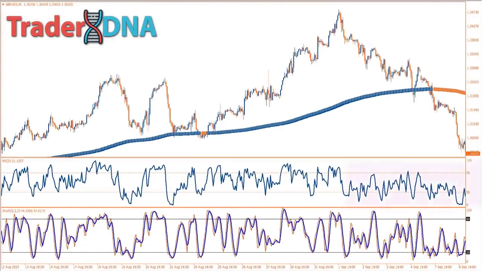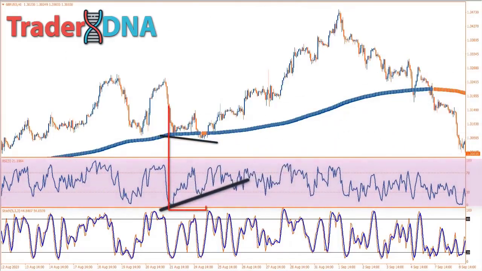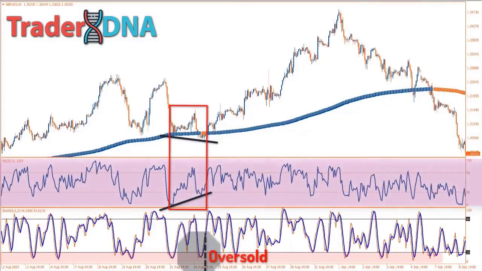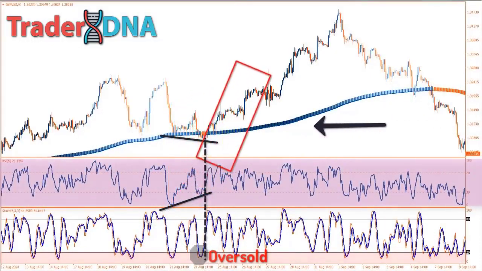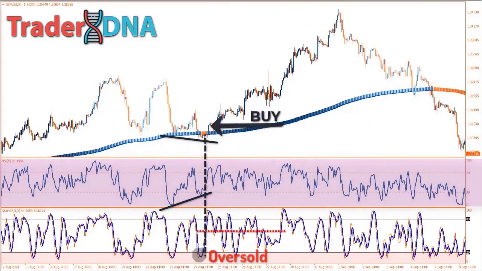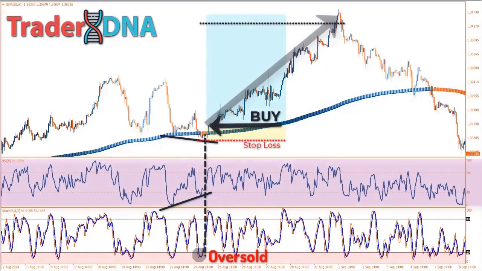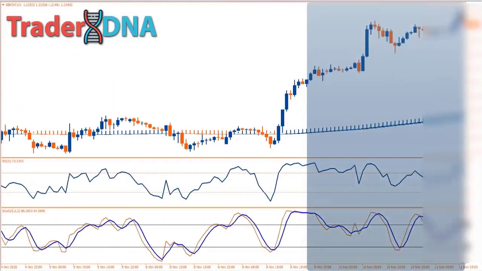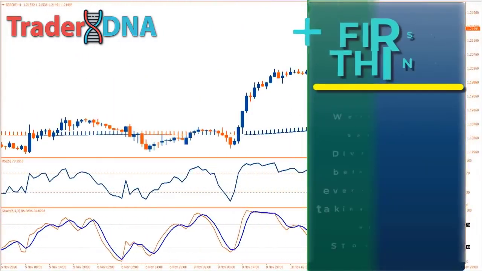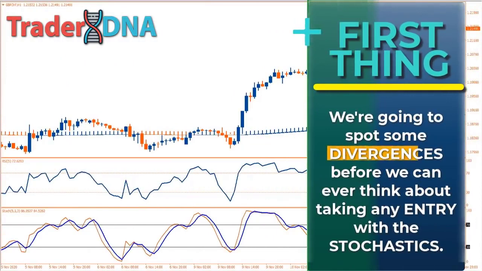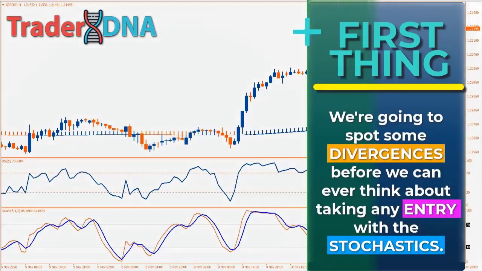In this strategy, the RSI is going to be used for spotting the divergences. I'm going to go into some examples and show you how to do that in just a sec. And then the stochastic is the entry indicator, so it's going to give you the actual entry signals after you have found the divergences with the RSI and identified the trend with the 200 smoothed HEIKEN ASHI. And now, let's go in and show a few examples. So first thing, we're going to spot some divergences before we can ever think about taking any entry with the stochastic oscillator. So let's look.